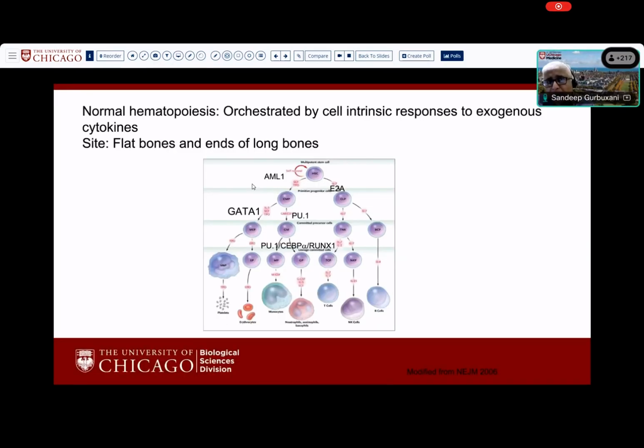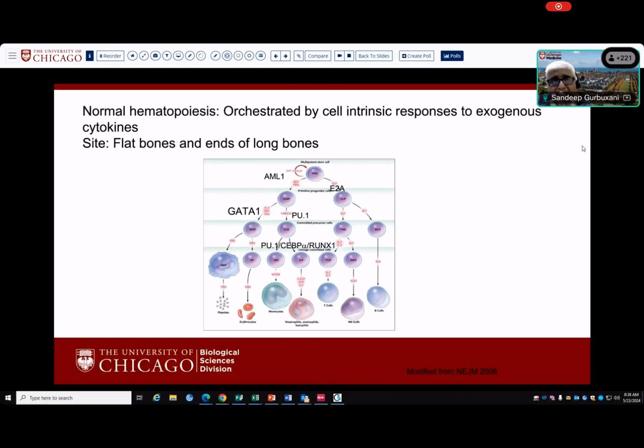And then the process of hematopoiesis, again, in the steady state, is controlled by cell-intrinsic responses that are mediated by these transcription factors like PU.1, GATA1, CBP alpha, and CBP beta, or RUNX1. These are the cell-intrinsic factors. They respond to exogenous cytokines when there is a need. So, for example, if there is tissue hypoxia, there will be secretion of erythropoietin, which will then function through this transcription factor GATA1 and result in generation of these erythroid precursors. So, again, there are cues within the body that the bone marrow responds to by the effect of these cytokines, and it turns on these transcription factors, and the process of hematopoiesis happens.